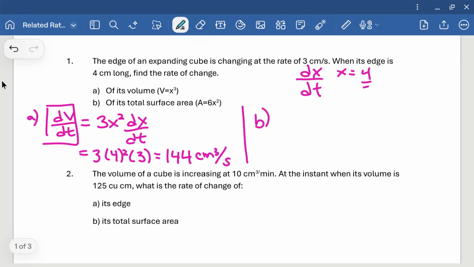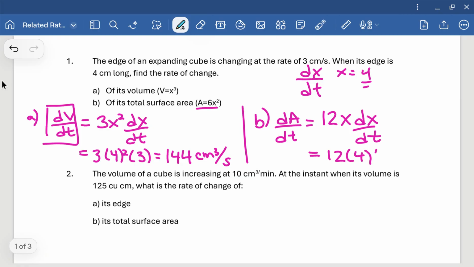If we look at B, it's the rate of change of the total surface area. So then we're taking the first derivative of A equals 6x squared in terms of time. So you'd have dA over dt equals 12 times x times dx over dt. So once we've taken that derivative, same idea, we're just plugging in 4. So you'll have 12 times 4 times 3, which ends up being 12 times 12. And we also get 144 here, and this is just coincidence. And your units for this one, because it's area, would be centimeters squared per second.